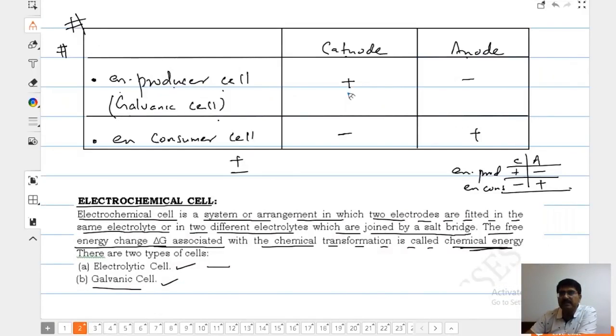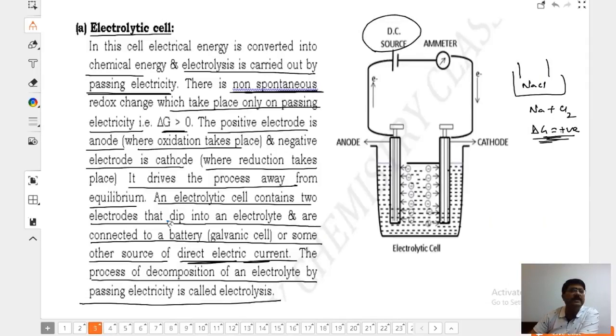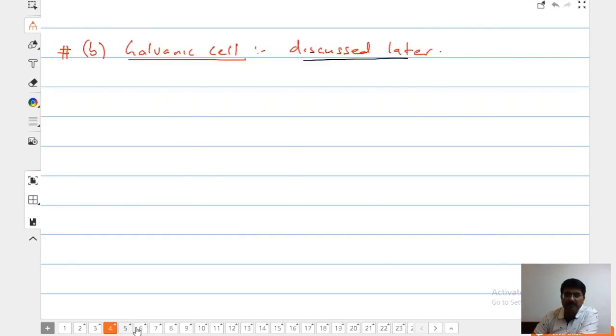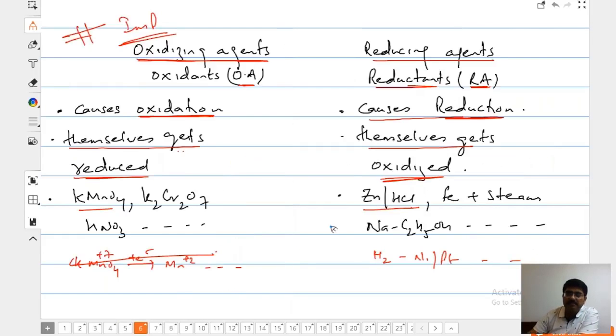Right now we have discussed only this thing. Plus, minus, and it will be reversed in the energy consumer cell, the electrolytic cell. I have not introduced it; I have just read it as background. We will discuss it in detail in the coming classes. Galvanic cell, no problem. Oxidation and reduction: loss of electron, gain of oxygen, or loss of hydrogen. Oxidizing agents themselves get reduced and reducing agents themselves get oxidized. Do not forget it.